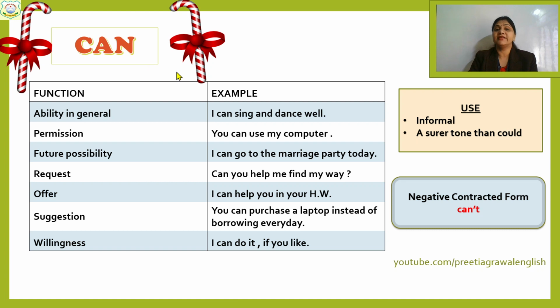But when someone is less sure, not very much sure about anything written in the sentence, you can use could. Could is also the past form of can. What is the negative contracted form? Contracted form means short form. Can't. Can't is the negative short form of can. Clear? Let's move to the next slide.